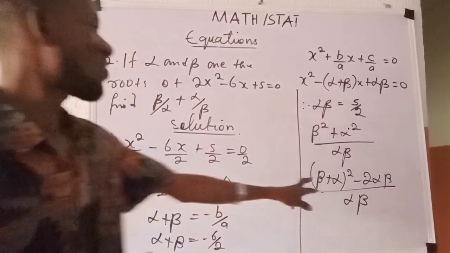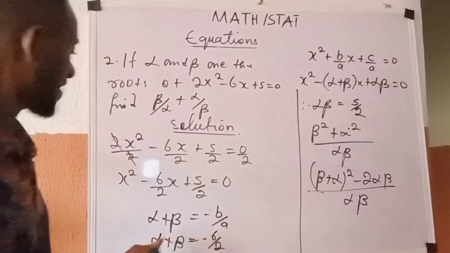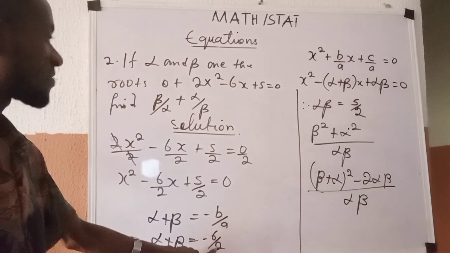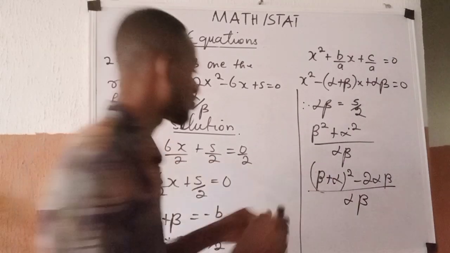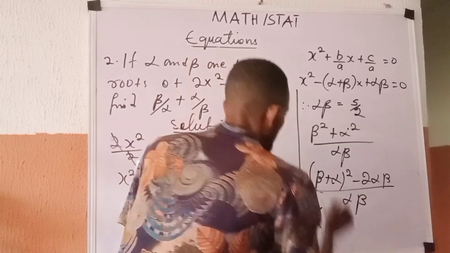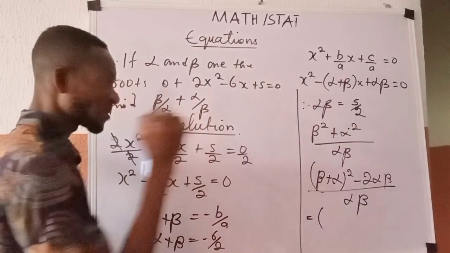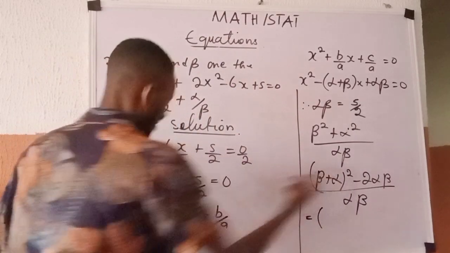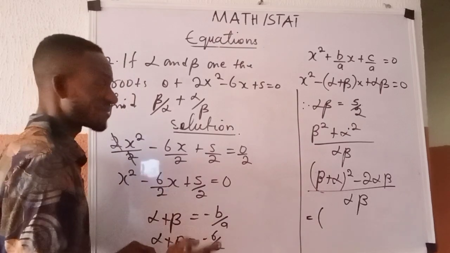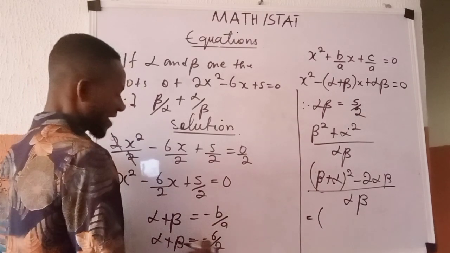And now you have solved your alpha beta, and you have gotten your alpha plus beta to be minus 6 over 2. So what you are going to do is to quickly come here. This becomes, in place of this, beta plus alpha, and it is important to note that beta plus alpha and alpha plus beta are the same thing. And you have gotten the value to be minus 6 over 2.